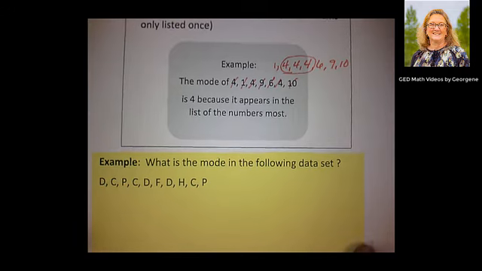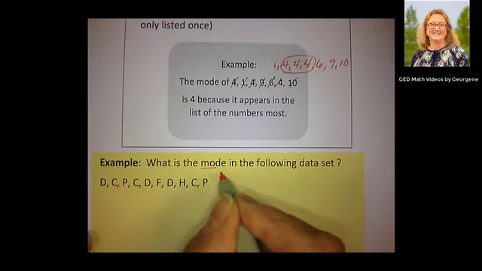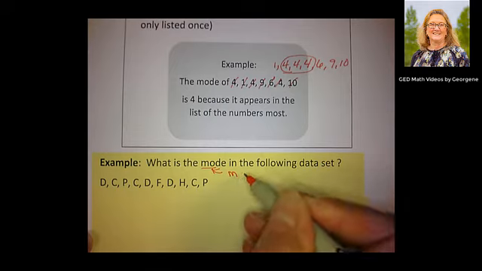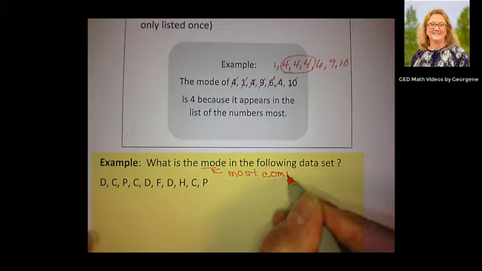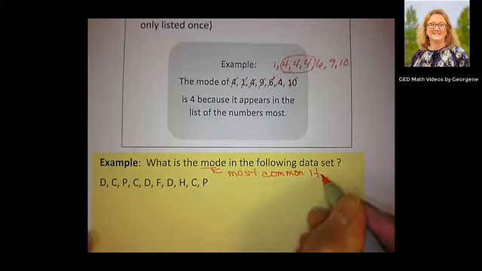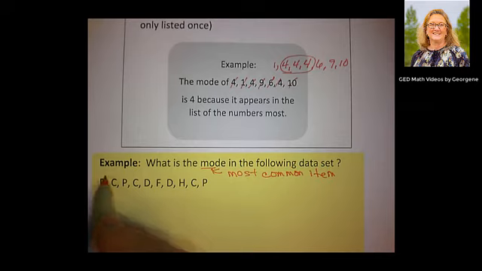Okay, let's take a look at this example here. It's asking, what is the mode in the following data set? And mode means most often, right? It is the most common item. We could group these. I'm going to start with D's. How many D's do I have? I've got 1, 2, 3 D's.